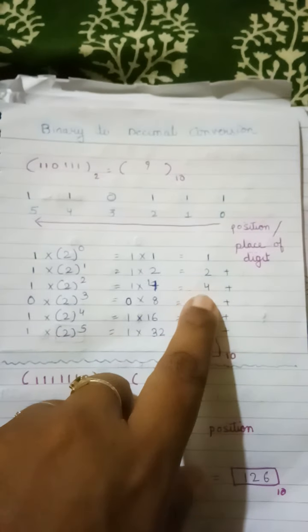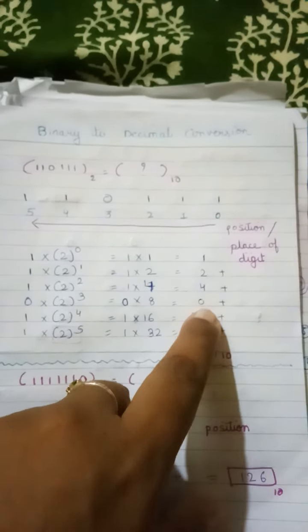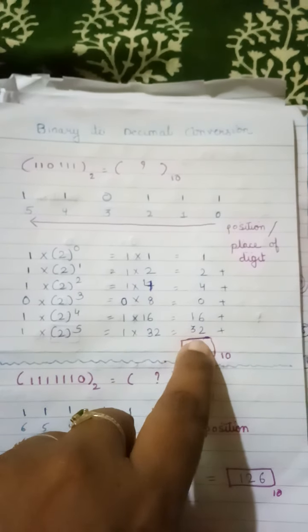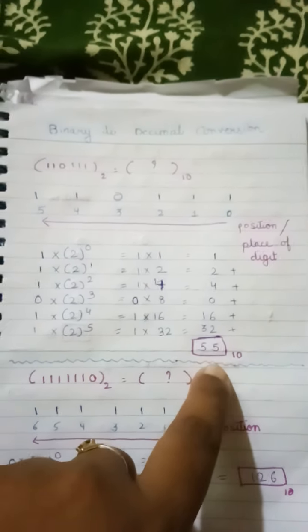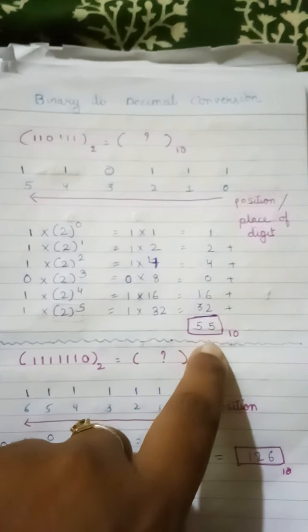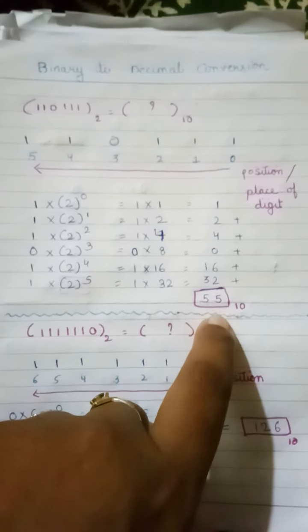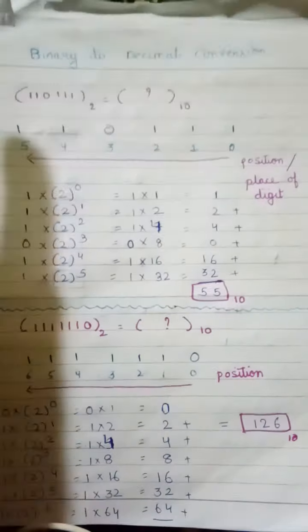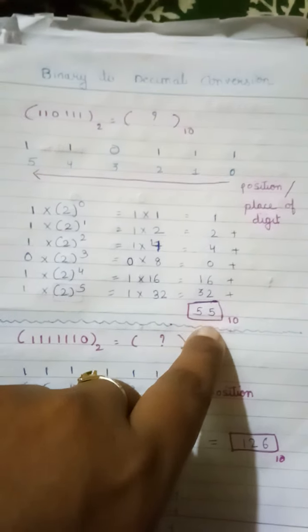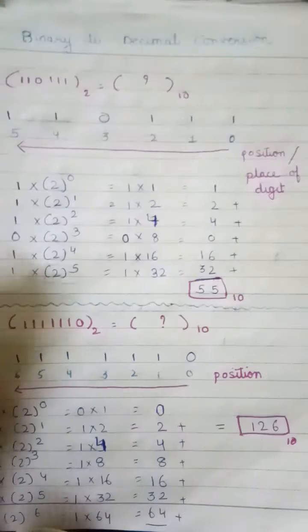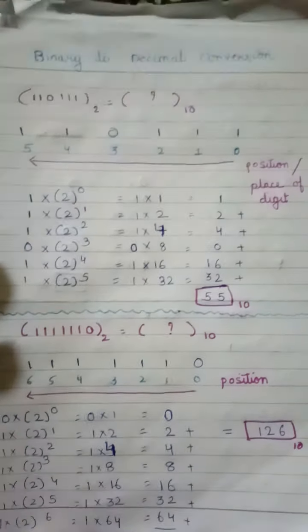Now I multiply these values with the digits: 1, 2, 4, and here it's 0, so I get 0. Then 16, 32. Finally, after multiplication I add all these values and I get the answer as 55. Now you can see the sum which we had solved, I am getting the answer back. I converted decimal 55 to binary, and from that binary I converted again to 55. So we can recheck our answer very easily by converting from decimal to binary and binary to decimal.